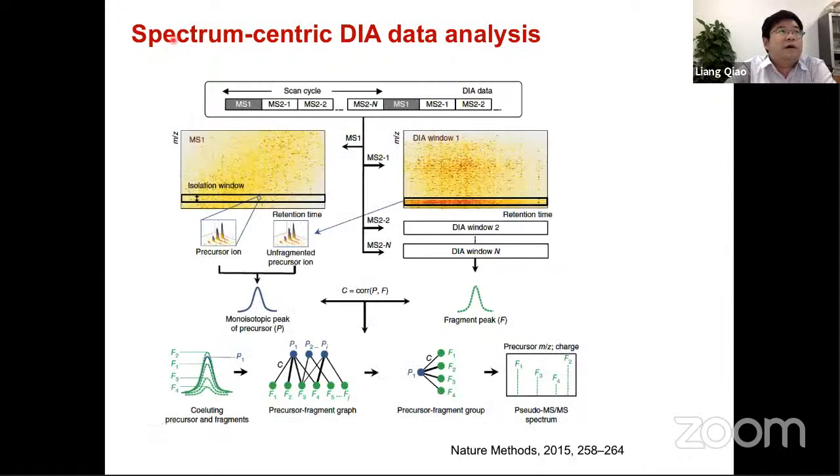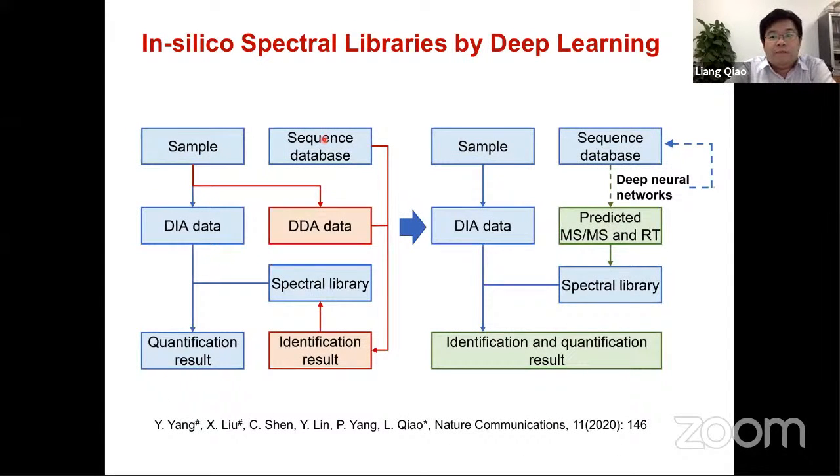The second strategy, the spectrum-centric DIA, normally we first group the precursor and the fragment depending on the elution profile similarity. Then we can generate this kind of pseudo MS2 spectrum for each precursor. Then we can do the database sequence searching, which is rather similar to the DDA analysis workflow. In our strategy, we use the peptide-centric approach, but we use deep learning to predict the spectral library instead of generating the spectral library by DDA experiments.